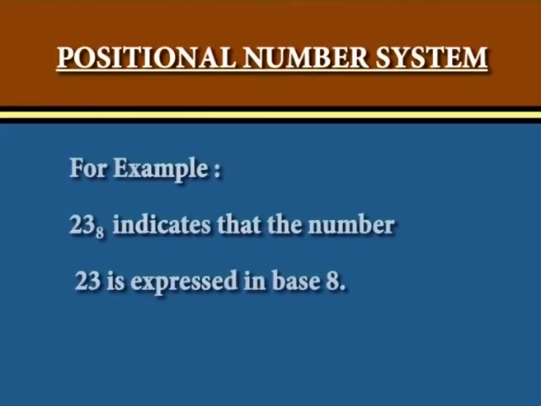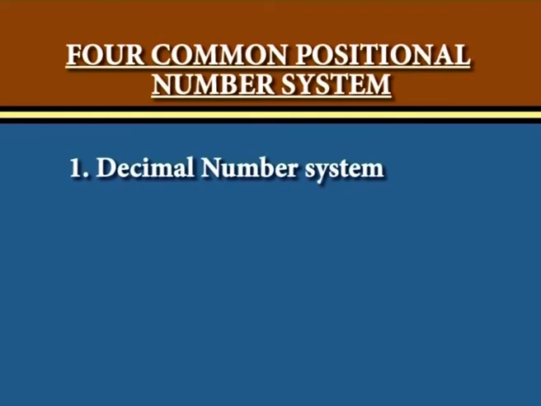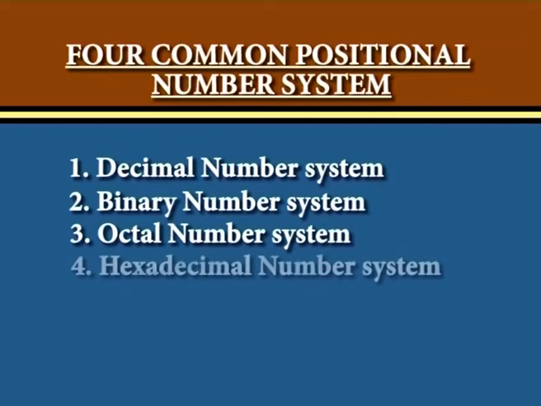Sometimes a subscript notation is used where the base number is written in subscript after the number represented. For example, 23 to the base 8 indicates that the number 23 is expressed in base 8. The four common positional number systems associated with modern computers and digital electronics are: first is the decimal number system. Second is the binary number system. Third is the octal number system. And fourth is the hexadecimal number system.